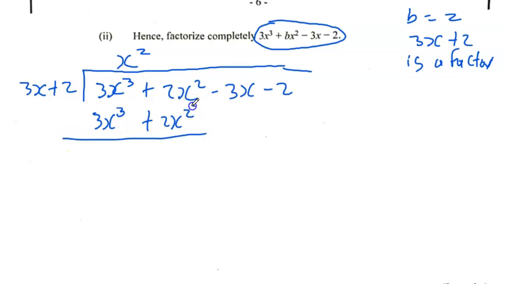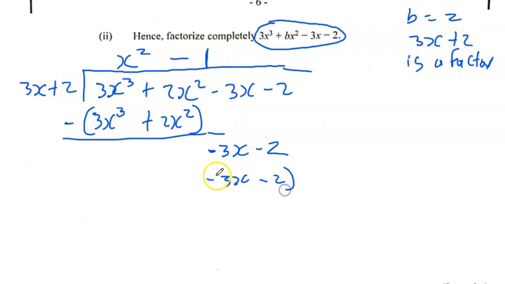And of course we subtract, term above minus term below. So 3x cubed minus itself, that's 0. 2x squared minus itself, that's also 0. Alright, so we bring forward the other two terms, minus 3x minus 2. Then we can divide 3x into minus 3x, that's minus 1. We take the minus 1 and multiply it by the factor. So minus 1 times 3x, that's minus 3x. Minus 1 times positive 2, that's minus 2.